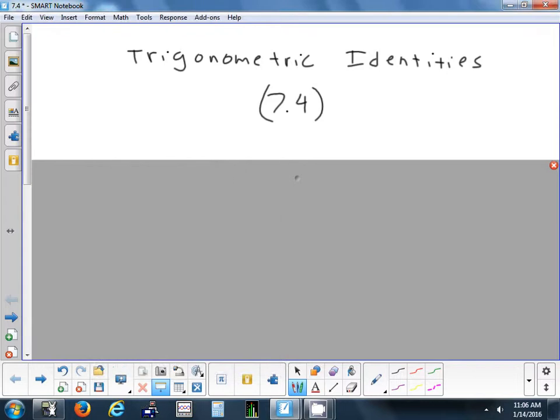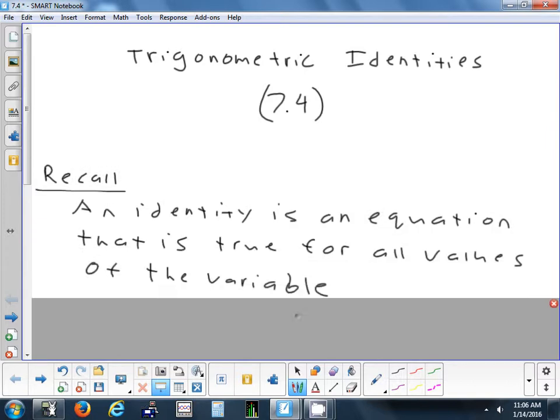Right, so our last section for this week is 7.4. It's on trig identities. Remember that an identity, in general, is an equation that is always true.